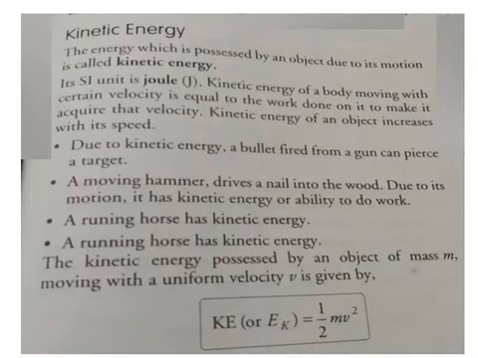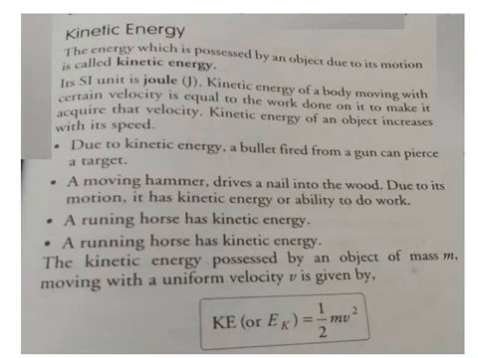Due to kinetic energy, a bullet fired from the gun can pierce a target. A moving hammer drives a nail into the wood. Due to its motion, it has kinetic energy or ability to do work. A running horse has kinetic energy.